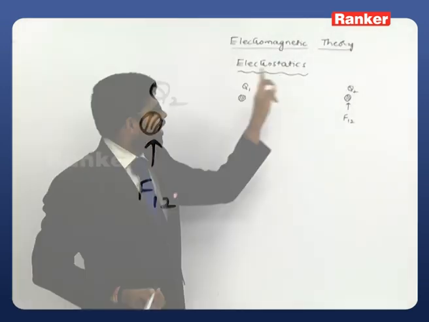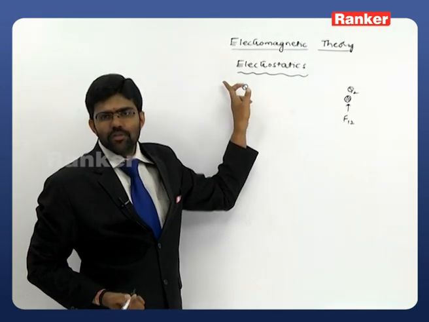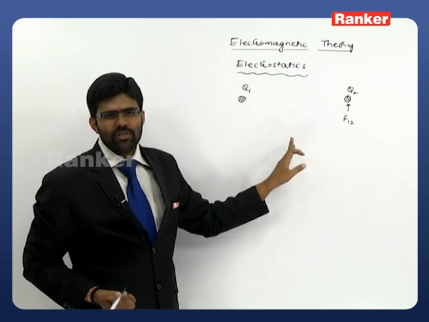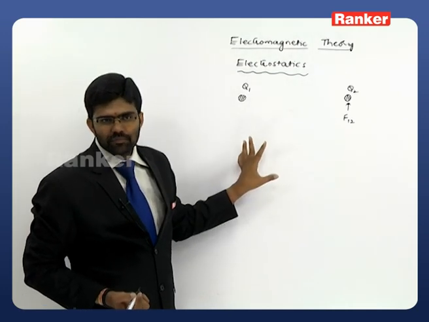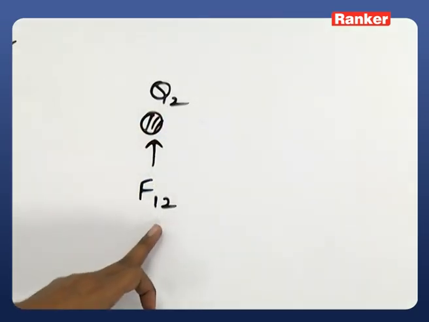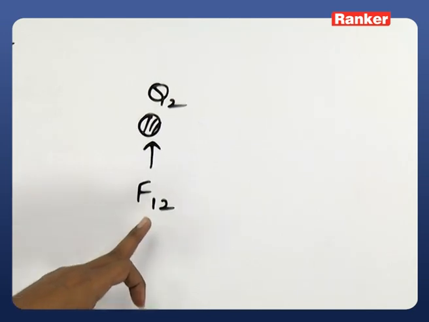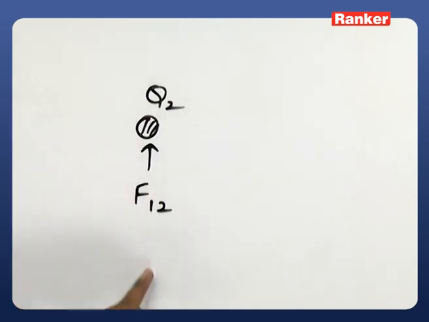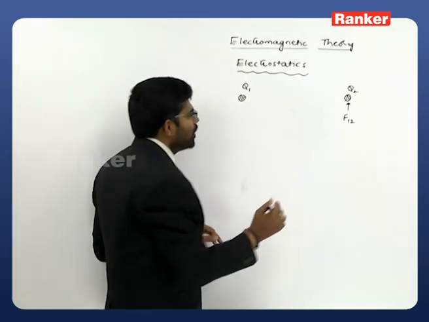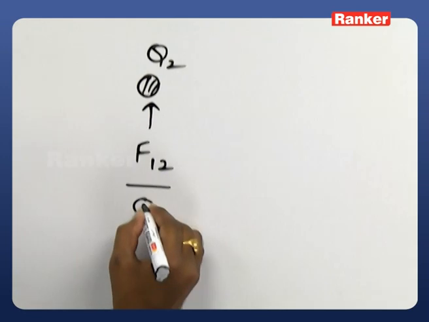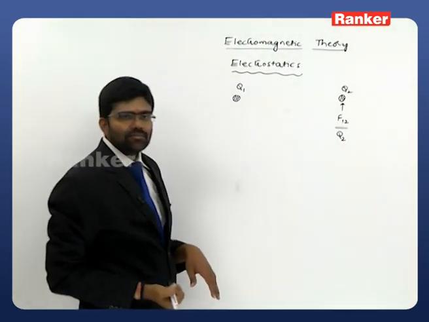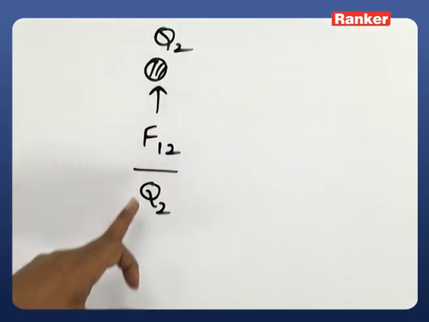Obviously the force is directly proportional to the product of these two charges and inversely proportional to the square of distance between them, as the entire thing is same. So here what we are doing is we are calculating the force. Now we are dividing this force with this charge, that is we are calculating the force per charge, that is F12 divided by q2. Now what is the equation for this F12 by q2?